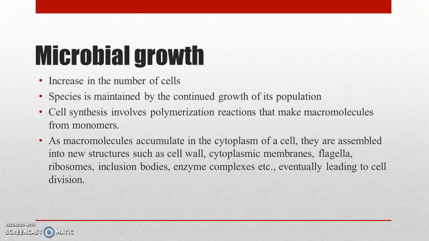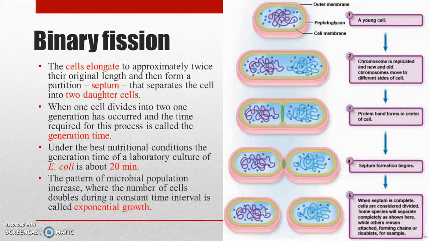So the microorganisms, when they grow, they synthesize macromolecules from monomers by polymerization reaction, and these macromolecules will get accumulated in the cytoplasm of the cell and they will be assembled into new structures like cell wall, cytoplasmic membranes, etc. And as these cellular structures are synthesized, the bacterial cells will divide to produce new cells, and the bacterial cells divide by binary fission.